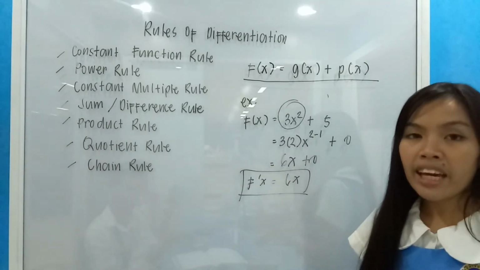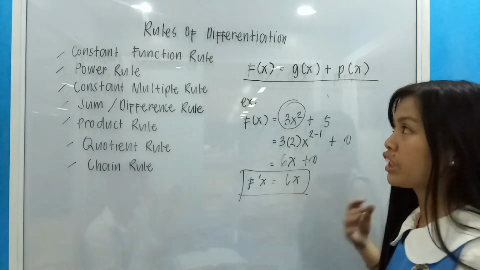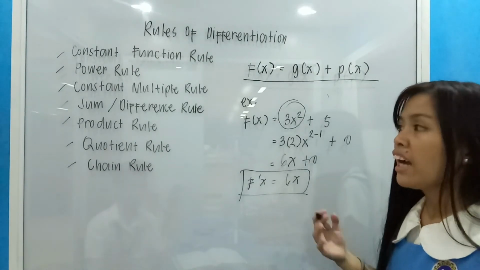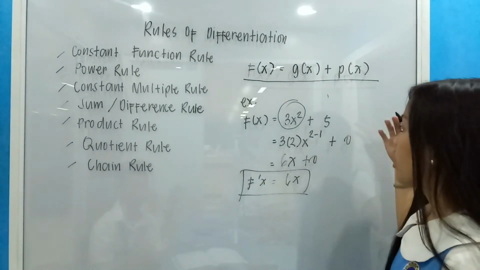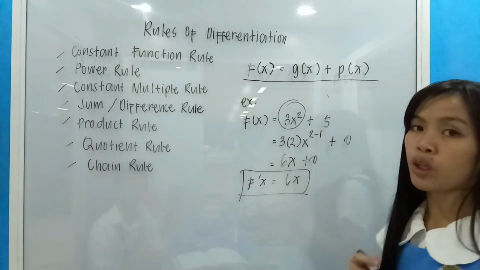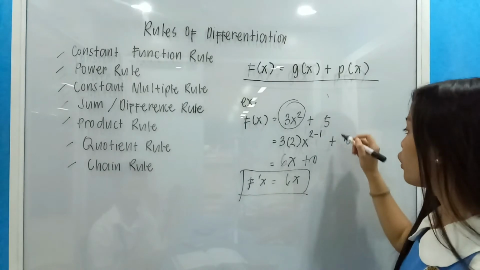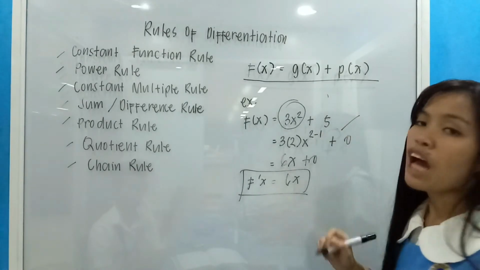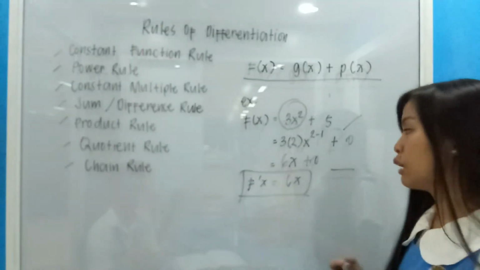Now, applying the difference rule in solving for the derivative of a function is the same as using the sum rule. The only difference is the operation that we are going to use. For the sum rule, we use addition, and for the difference rule, we use subtraction.